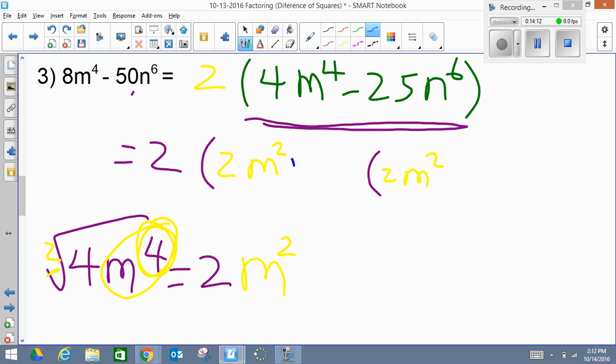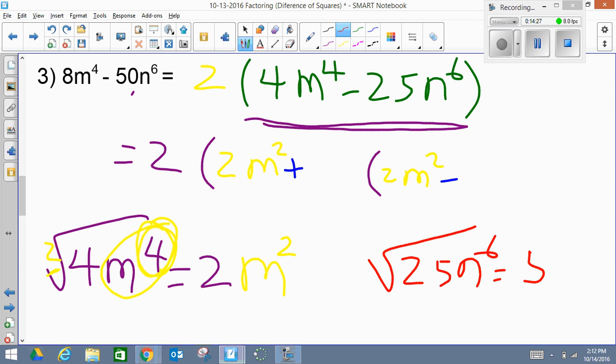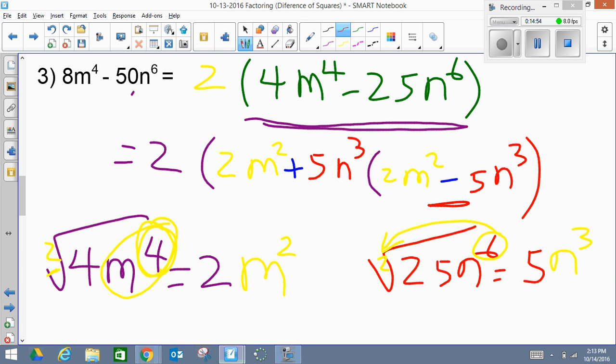Then comes my signs. Plus, minus. Next. I bring down the 25 n to the 6th power, and I want to do square root of that. So, square root of 25, 5. Exponent, remember, you have a 2 inside there. So that 6 is going to be divided by that 2. So I'm going to have n, 6 divided by 2 is 3. So your answer for that one is 5n cubed. I check where I have my minus, and I see that the 2 is not a perfect square, so that means I can stop right there. My final answer will be this, including the 2 on the outside.